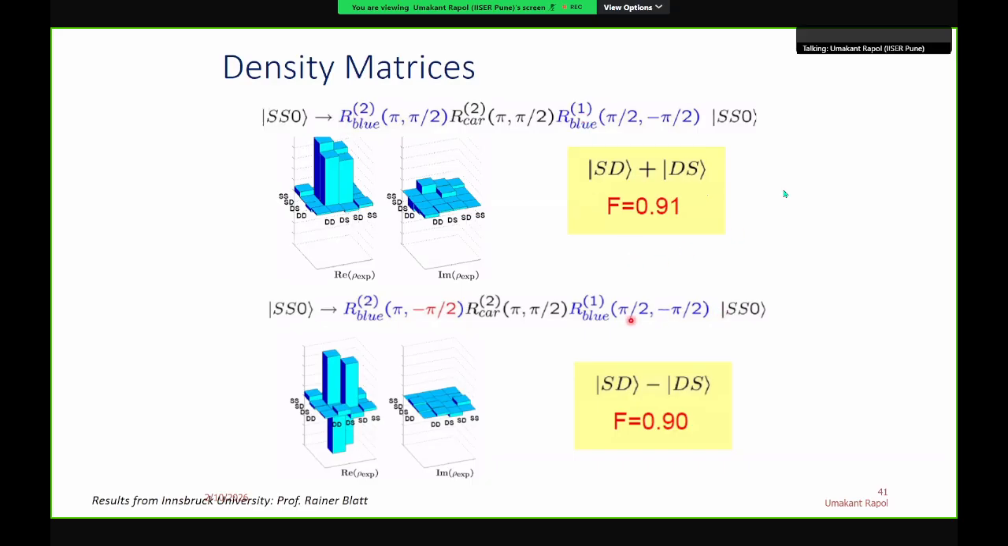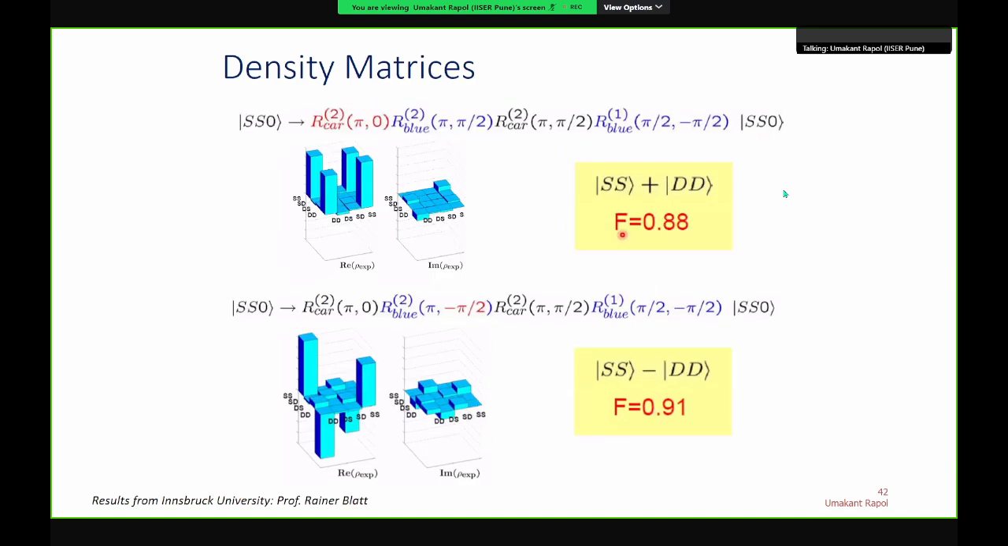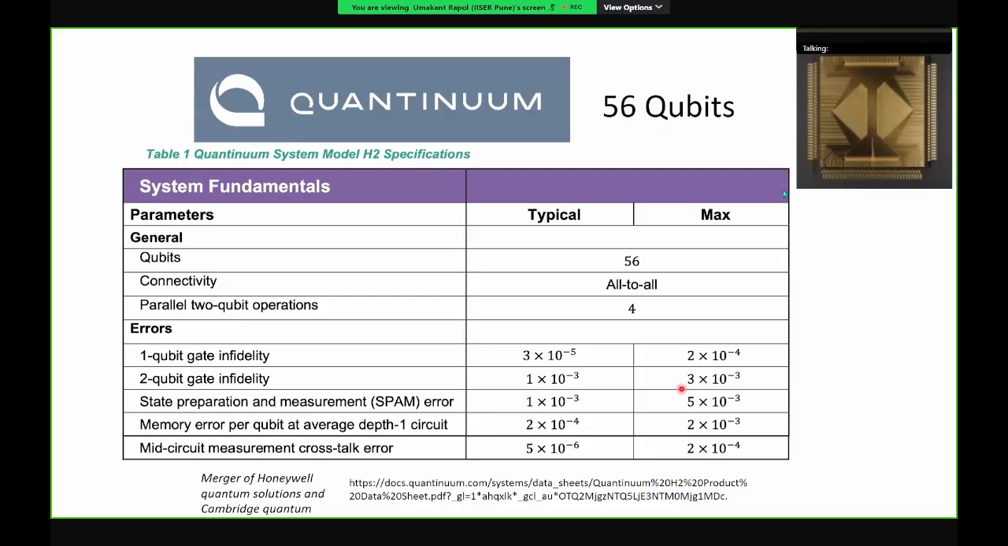Now if you change the phase of the last pulse to minus pi by 2, then you change the sign of this. You make it SD minus DS. And you can similarly, by applying these pulses here, where the last one is a pi pulse and the first pulse has a negative sign, create this state, SS plus DD. You can also create SS minus DD, and so on. So these are 2-qubit entangling gates.